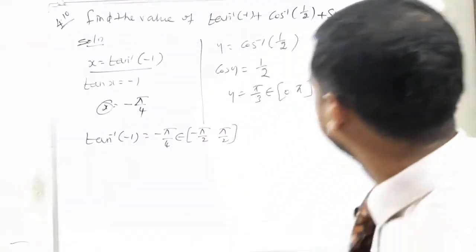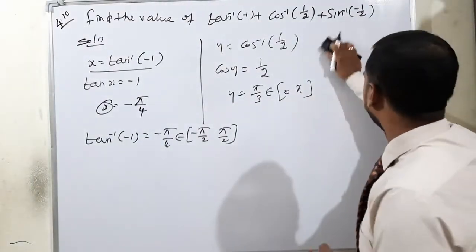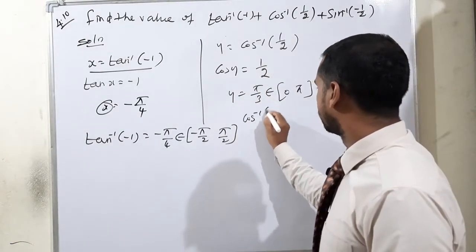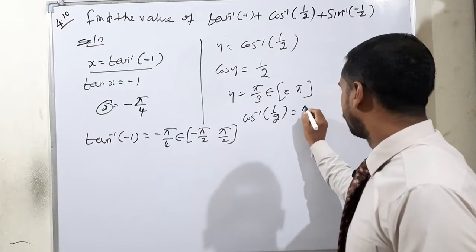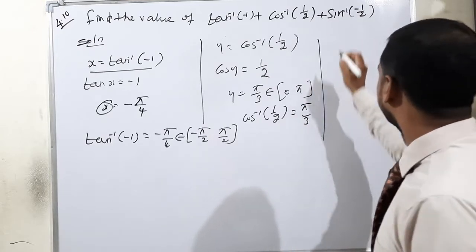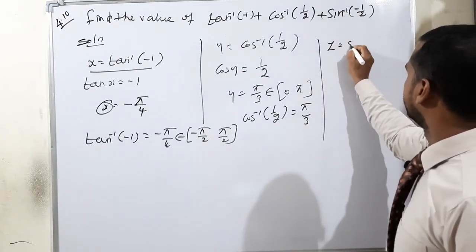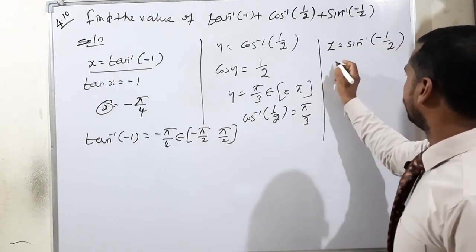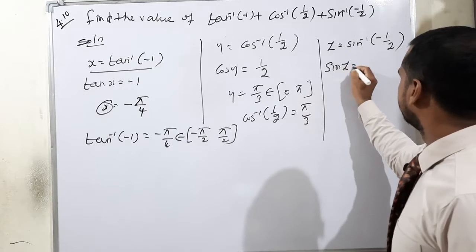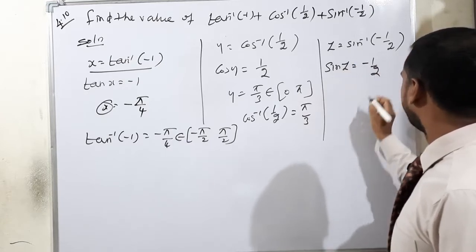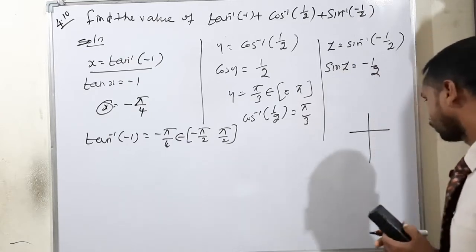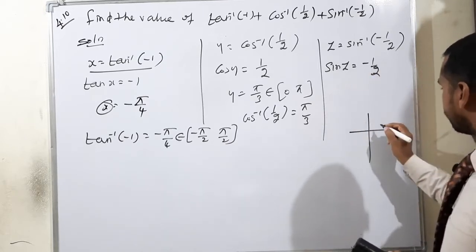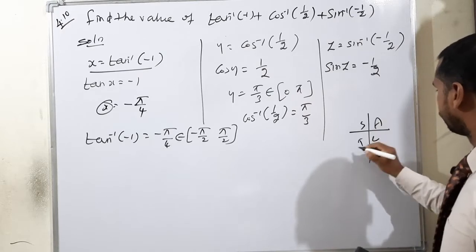Moving to the third one. We considered y as cos inverse of positive 1 by 2, which is equal to pi by 3. Third one: z means sin inverse of negative 1 by 2. So sin z is equal to negative 1 by 2. According to the unit circle, where is sin negative? Actually all silver teacup: third and fourth.